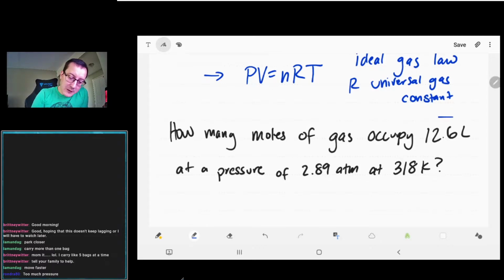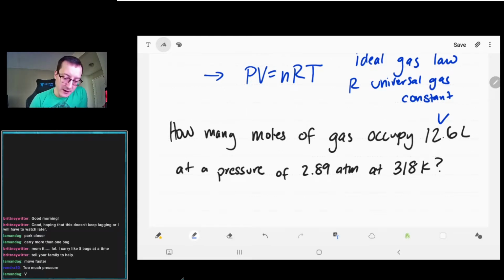So that's a volume, right? Liters. Yeah, very good. We can tell because it has a unit of liters. We talked yesterday about units of all of these quantities, so liters is always a unit of volume. Over here we have a pressure and a temperature. And we're asking how many moles, which is N. So that's the one we're solving for. So all we have to do is plug this stuff in.